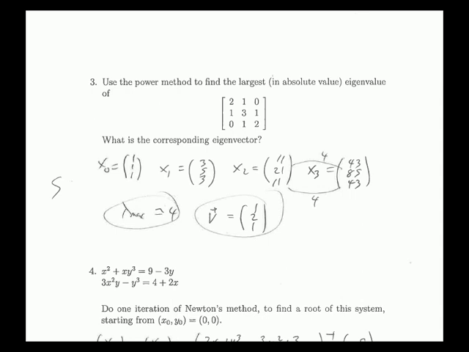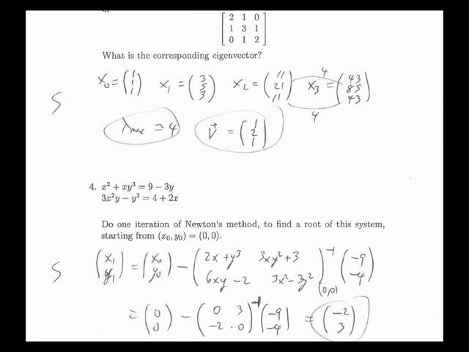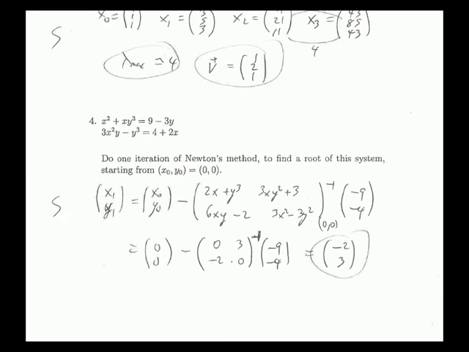And then the next is another Newton's method problem. You have to take everything on one side, and F is x squared plus xy cubed minus 9 plus 3y and so forth. G is that minus 4x minus 2x. And starting from 0, 0, you plug in 0, 0 into F and G, and you get minus 9 and minus 4. Partial derivatives.